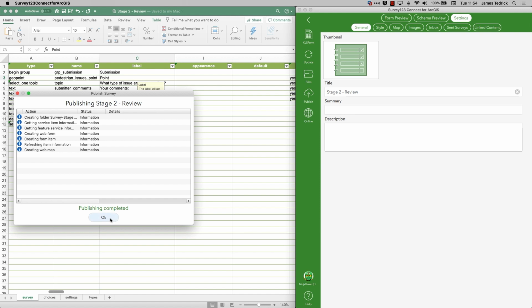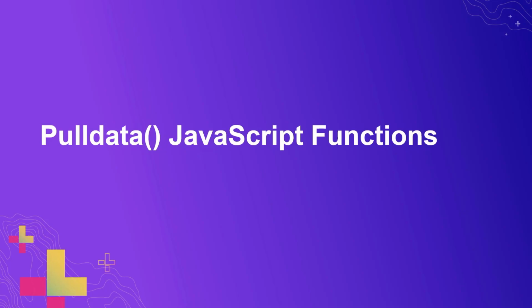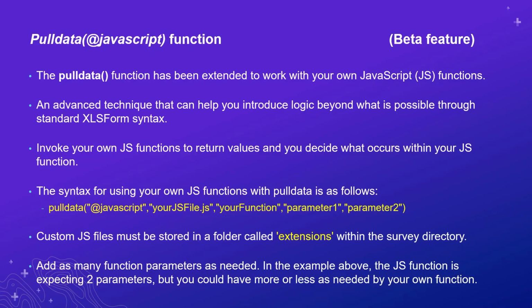Each stage is a separate form, and we use the inbox to load records from previous stages into the current stage, using the pullData@JavaScript function in Survey123. The pullData function can already be used to perform many different functions, such as returning a value from an external CSV file, providing location information from a GeoPoint question, returning device property information, or extracting EXIF information from an image. The pullData function can be used in both the calculation and constraint columns in the XLSForm of your survey.